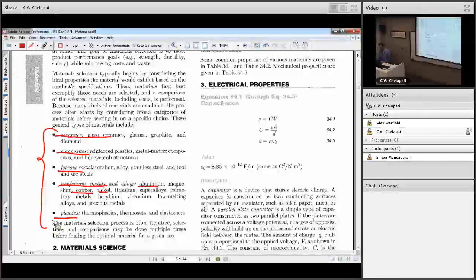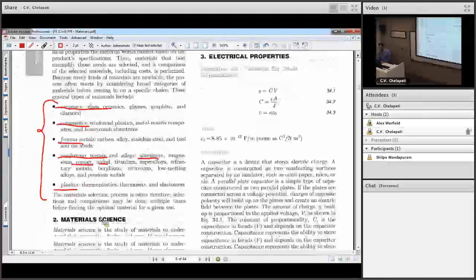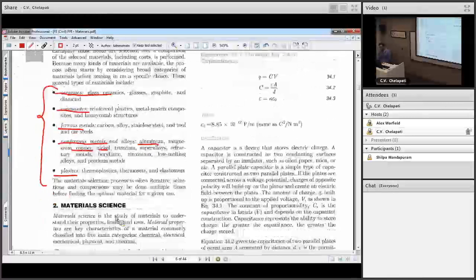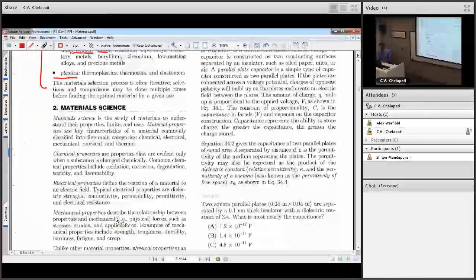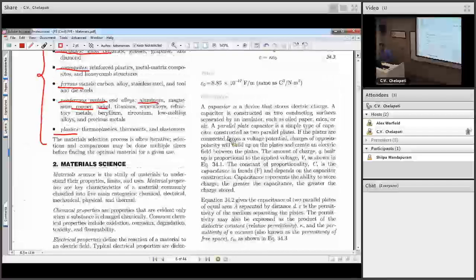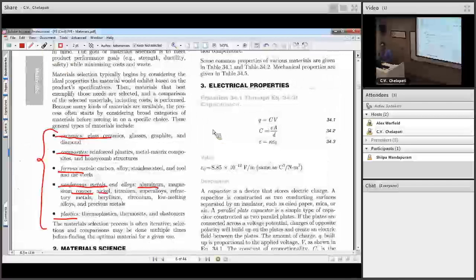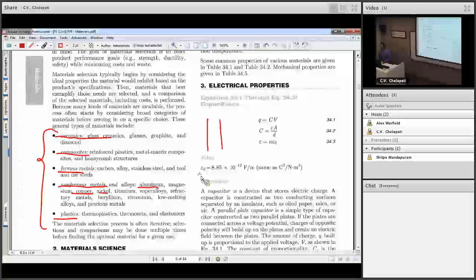Ferrous metals such as carbon alloy steel, stainless steel and tool steel, which are based on iron. Then you have non-ferrous metals such as aluminum, copper, nickel, titanium, and so on. Then you have plastics: thermoplastics, thermosets, and elastomers. So these are the different categories of material that are around us and used in industry.